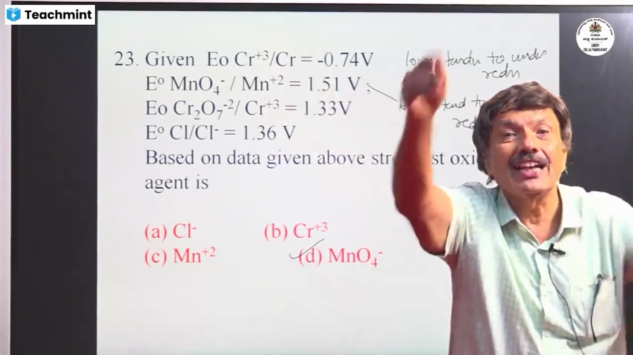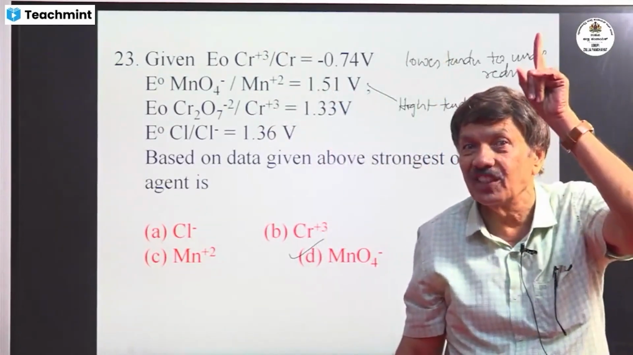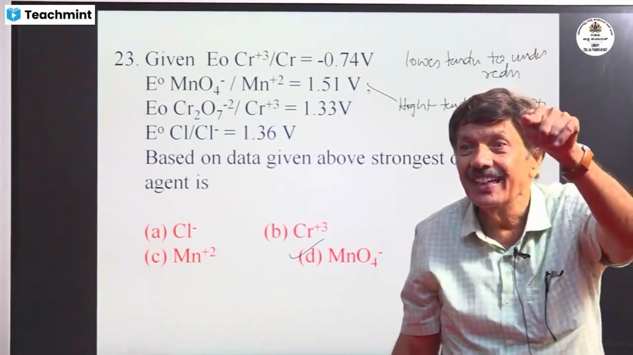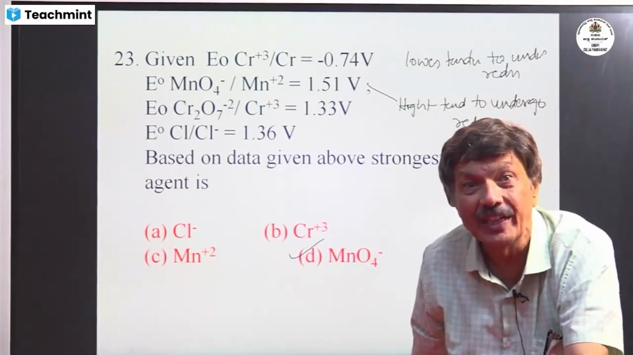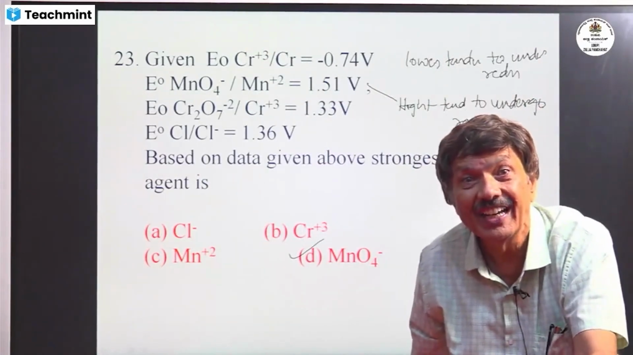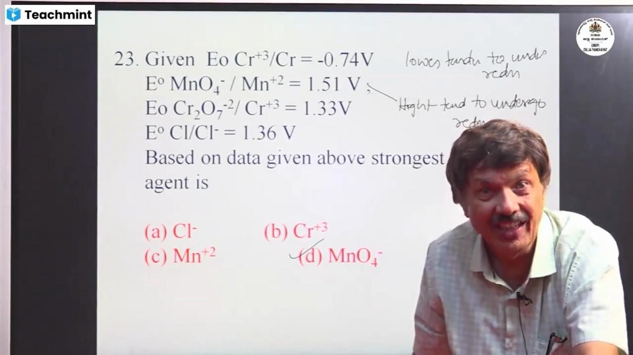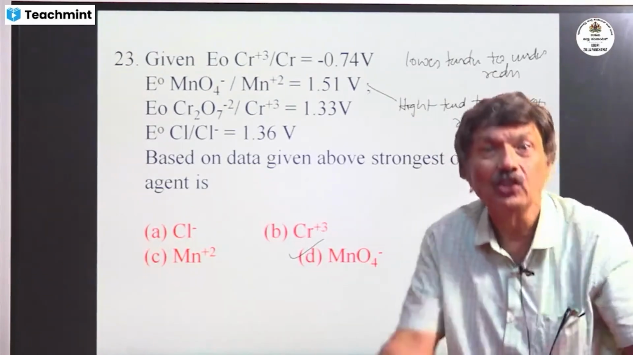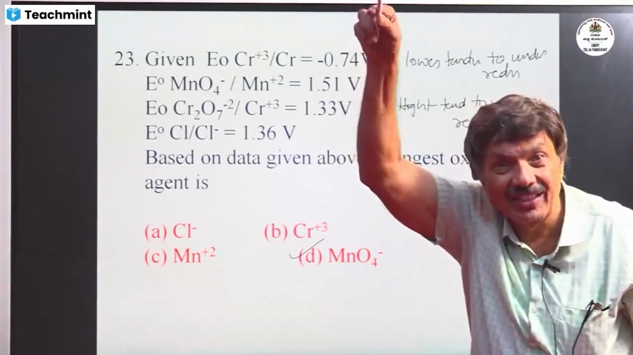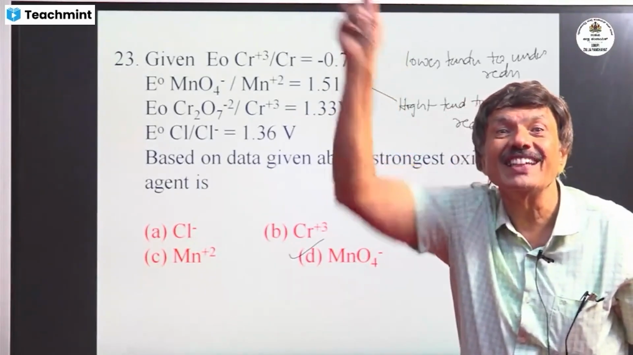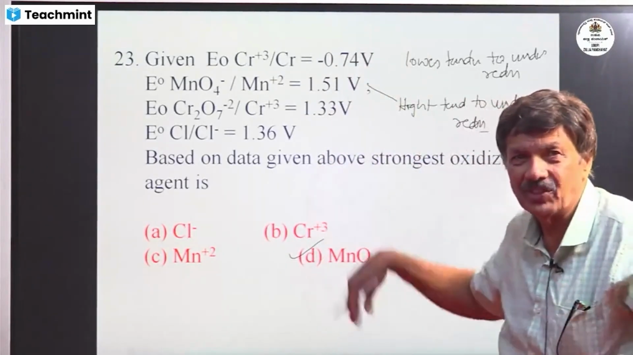In the electrochemical series, fluorine has got the highest value. Fluorine, top of the series. So most powerful oxidizing agent. Lithium at the bottom, minus 3.05, lowest value. So it is the most powerful reducing agent, because it has least tendency to undergo reduction, highest tendency to undergo oxidation, so most powerful reducing agent. Fluorine, highest tendency to undergo reduction, most powerful oxidizing agent. Okay, here the answer is this one, MnO4. Very simple question. Okay.